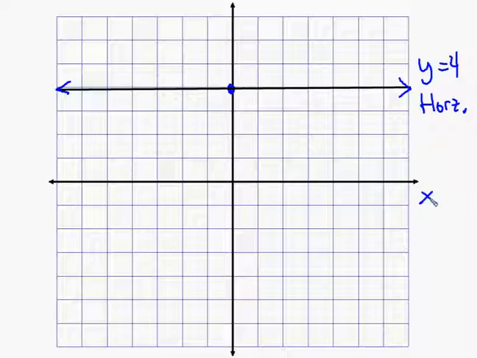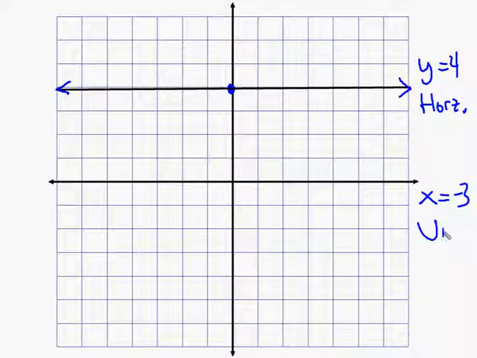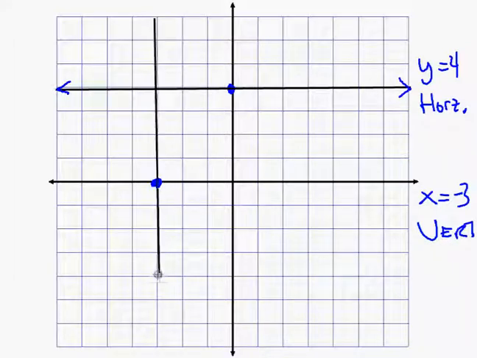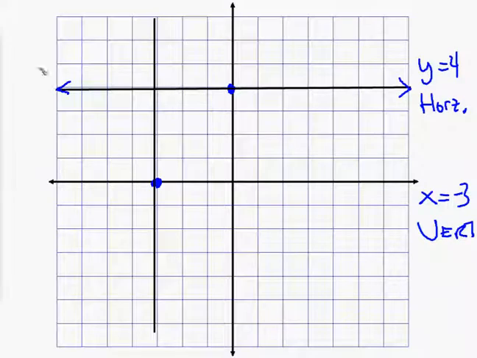What if I had x equals -3? There's no y or anything. That's a vertical line. We're going to want to memorize that. So I start at x equals -3, and that's a vertical line, so that's going straight up and down. You understand how I got that? So if I have x equals something, that's vertical. If I have y equals something, that's horizontal.